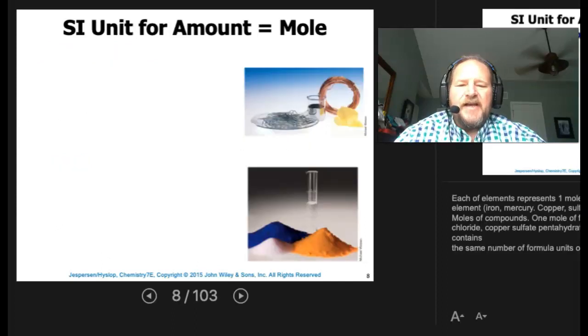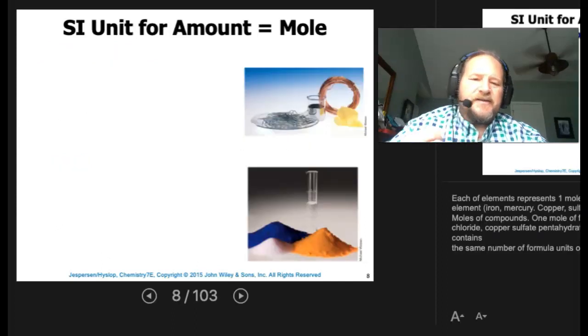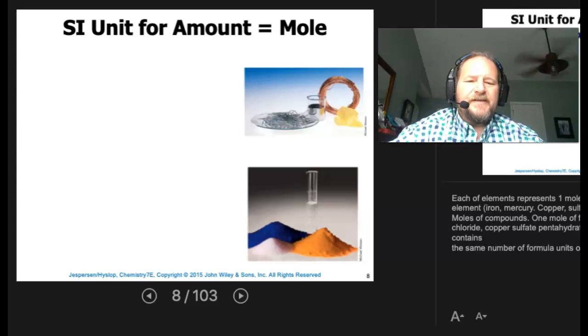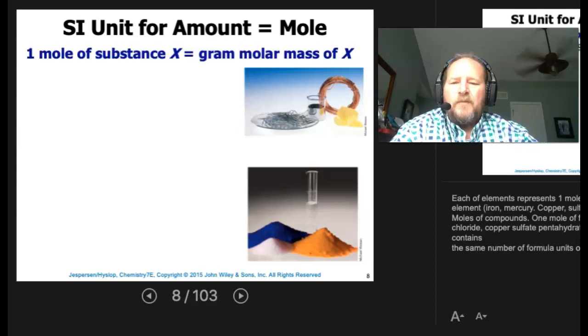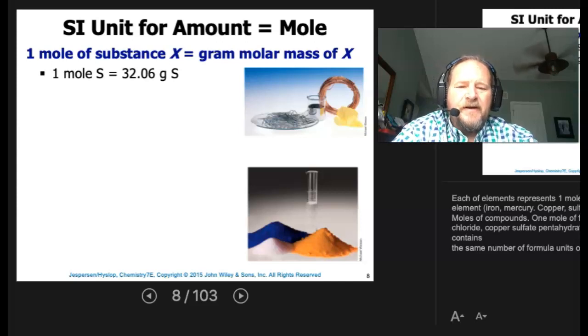All right, so the SI unit for the amount is the mole. So the mole is an SI unit. 1 mole of substance X is equal to the gram molar mass of X. This is like the 3rd time we're saying it, so hopefully you're catching on. This is the important piece you've got to bring home. Most of you might already know this because most of you have had a general chem course of some sort. And so this is not your first time dealing with the mole, but hopefully we're just knocking off some cobwebs here.